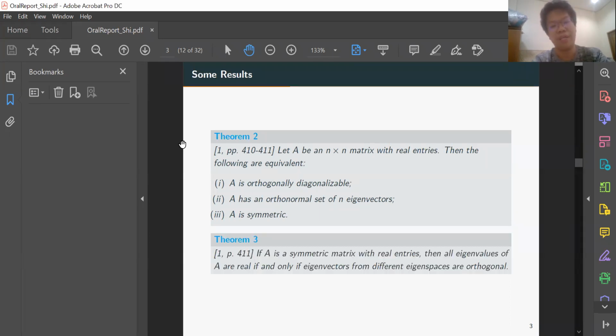Next theorem. If A is a symmetric matrix with real entries, then all eigenvalues of A are real, and eigenvectors from different eigenspaces are orthogonal.